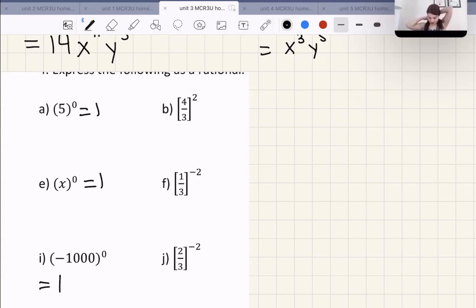And then we have b. We have 4 over 3 squared. So this is the same as 4 squared over 3 squared, which is equal to 16 over 9.